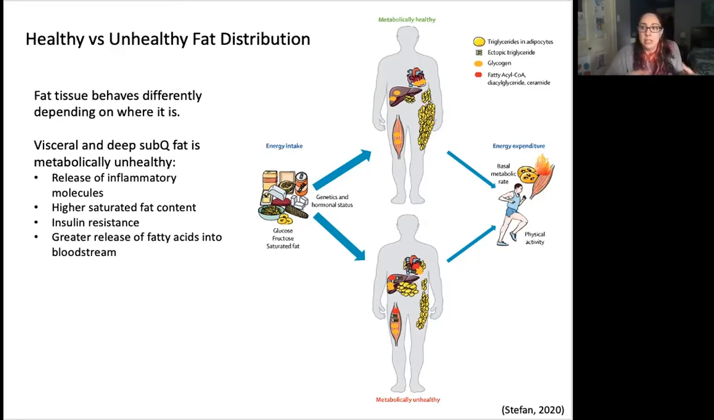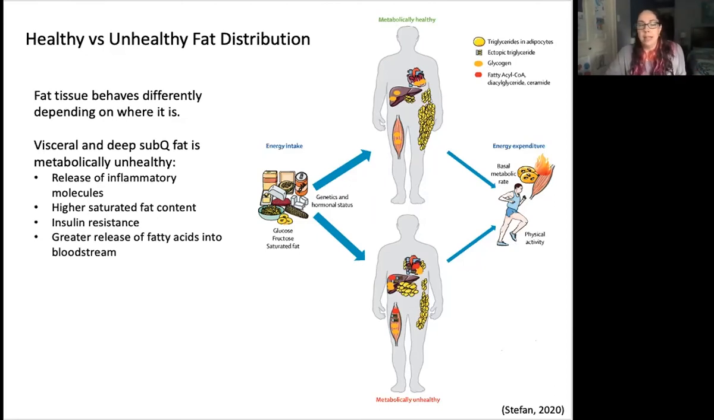It can be physically different. It can have higher or lower saturated fat content, but it can also behave differently by creating inflammatory molecules or not, by responding to insulin or not, and in the way that it releases fatty acids into the bloodstream. This diagram came from another great paper last year, another big review, where they were trying to look at everything that we know about ways that fat is distributed and taken in and out of the body. So this is a diagram of someone who has a metabolically healthy fat distribution.